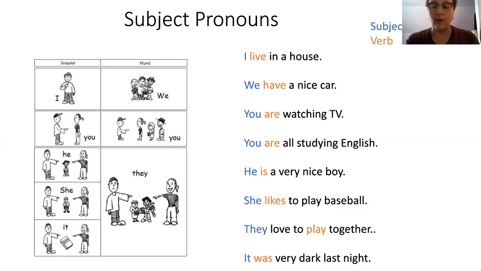They love to play together. They, we know that we're talking about more than one, so it's a plural. Play is the verb. And we know that they is happening in the sentence before the verb. It was very dark last night. So it is referring to the night, which is not a person or a place. It's kind of a thing. And so it's it, and was is the verb.